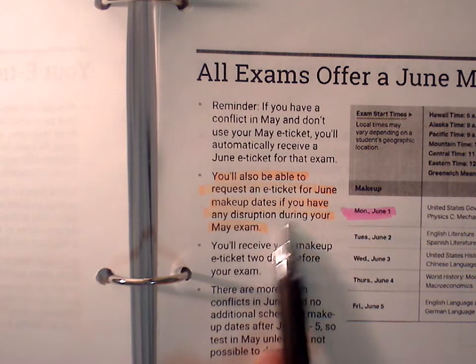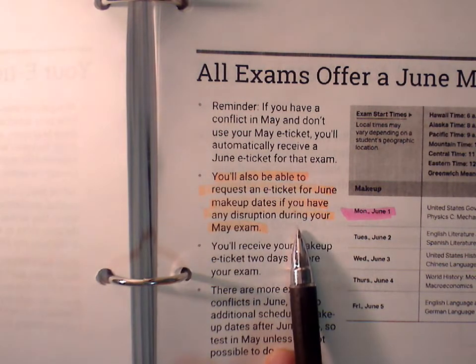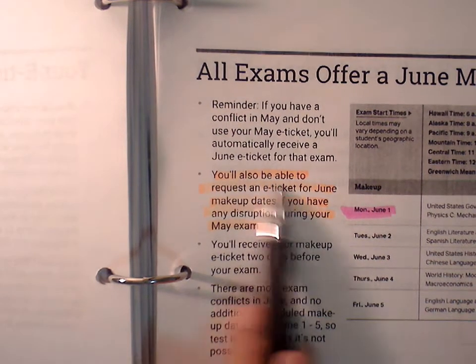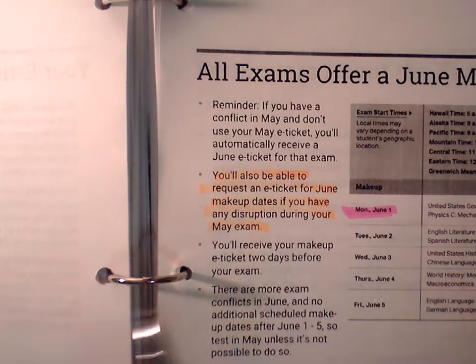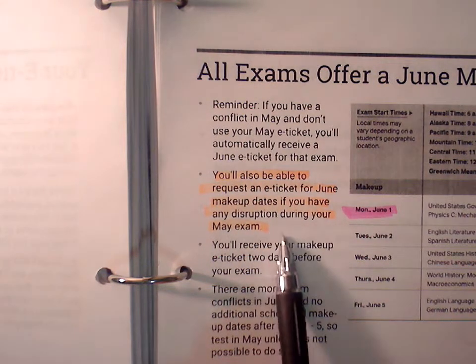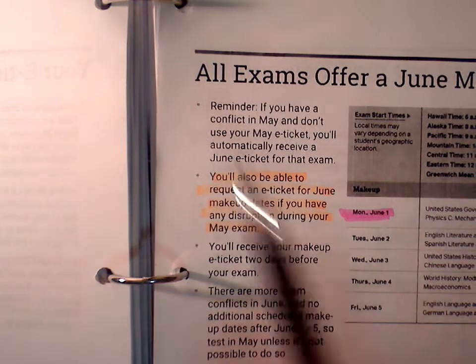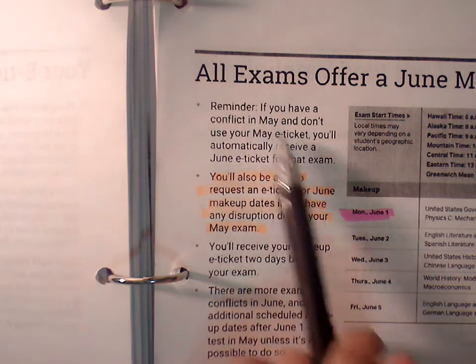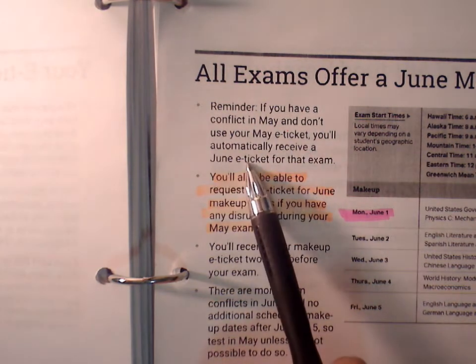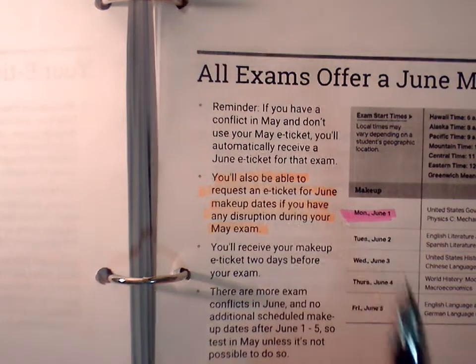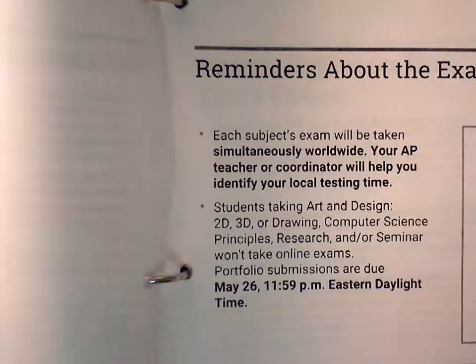You'll also be able to request an e-ticket for the June makeup date if you have any disruption during your May exam. There's a process that you need to do, and I'll go over that. But again, if you don't use the May ticket, you'll be automatically sent that June e-ticket. There's nothing you need to do.